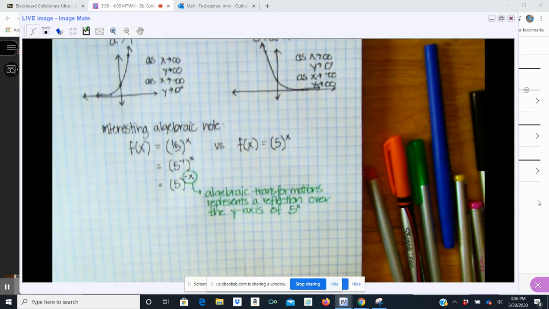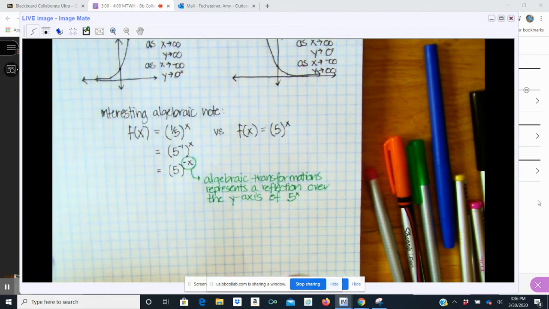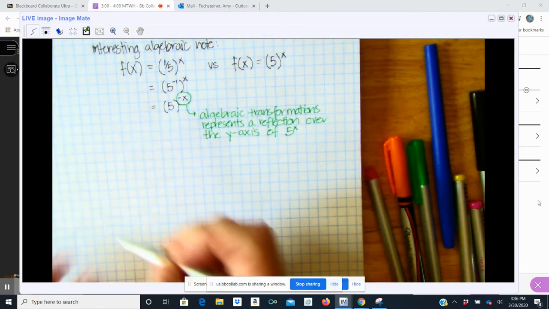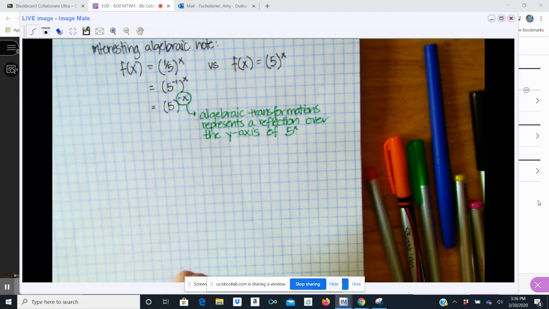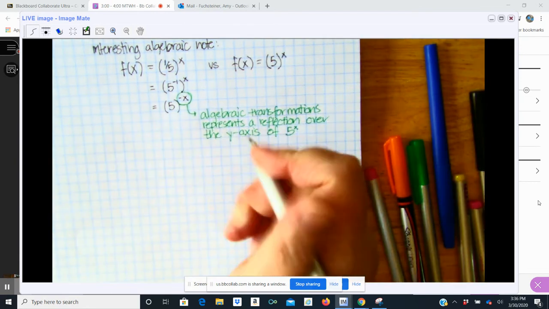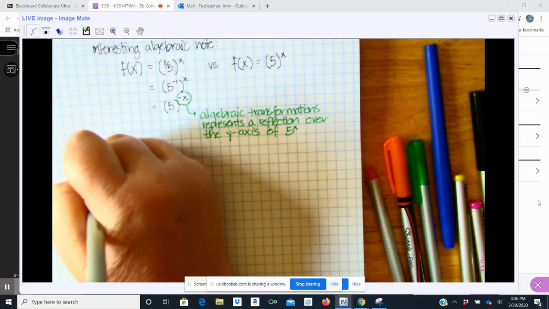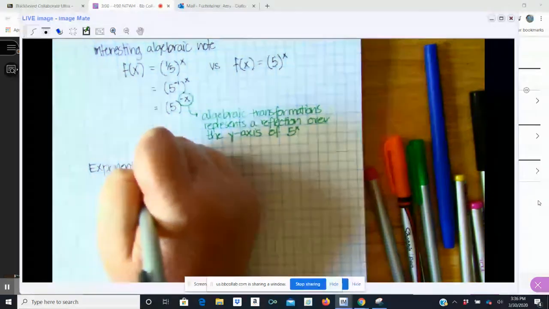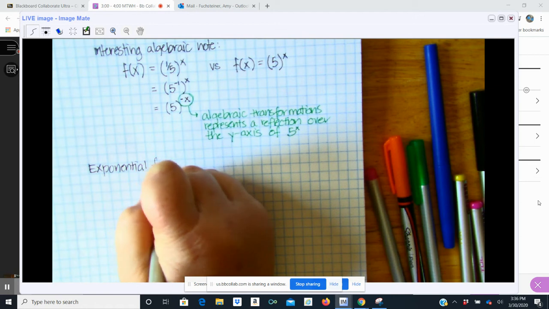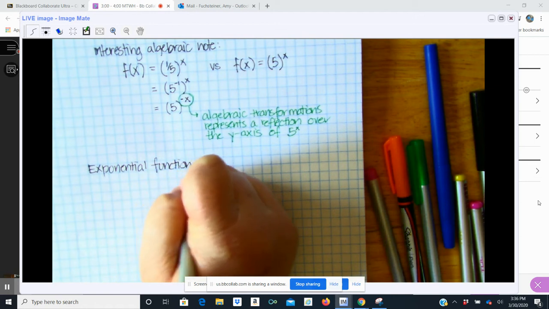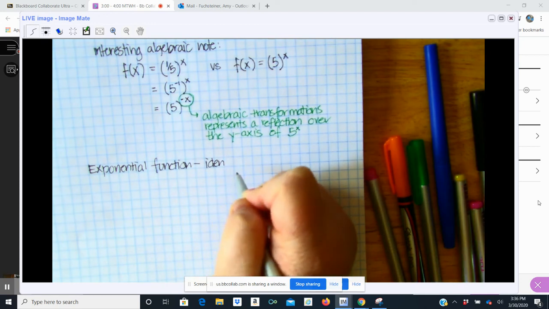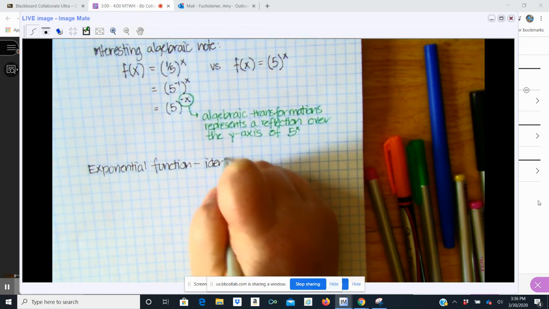Okay, so two things we have to do. All right, so a couple of things we want to do. We want you to be able to identify the exponential function from the graph.